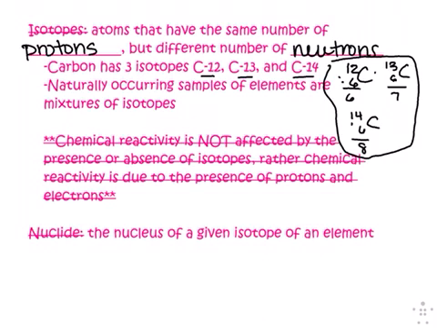So moving on then, chemical reactivity. How reactive an element is is not affected by the presence or absence of isotopes. Chemical reactivity is due to the presence of protons and electrons, and predominantly electrons. We're not really working with that quite yet. A nuclide is the nucleus of a given isotope of an element. It's just a fun vocab word that I feel like nobody uses, but we'll highlight it anyways.